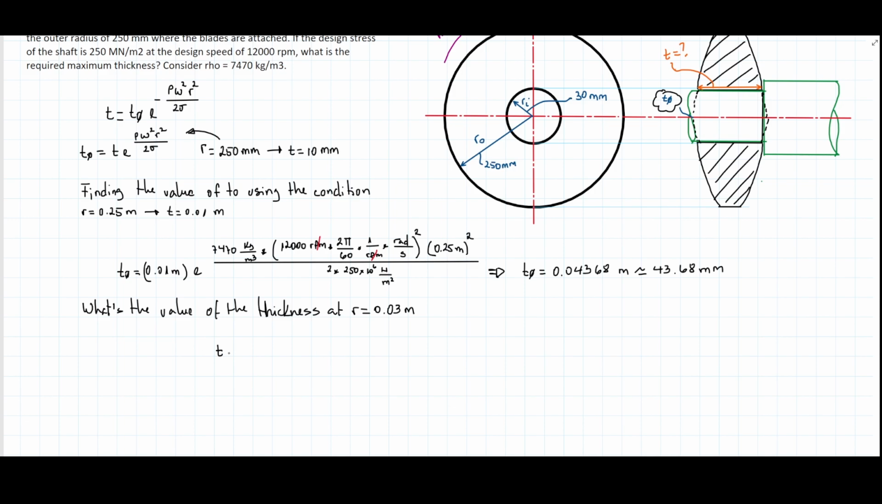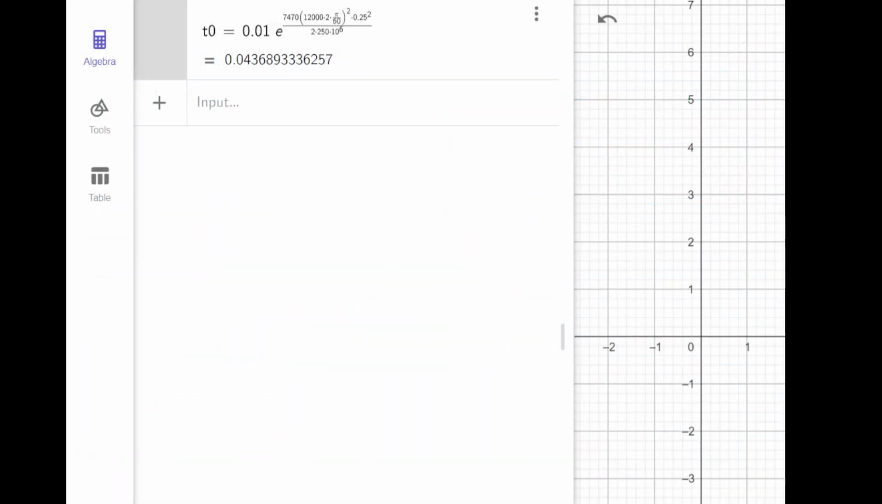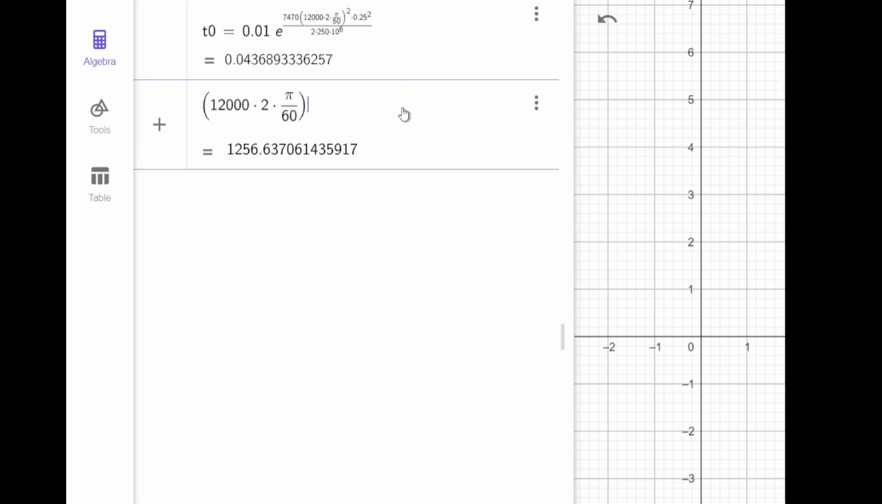So T, at radius equals 0.03, equals T0, but T0 is, again, 0.04368 meters, times e to the power of minus, then everything again starts here, 7470 kilograms per cubic meter. Let me go back quickly to GeoGebra to calculate how much that angular velocity is, because I'm interested in just that value. Let me see if I can copy this and put it here. Yes, I can. So it's 1,256.6 RPMs.